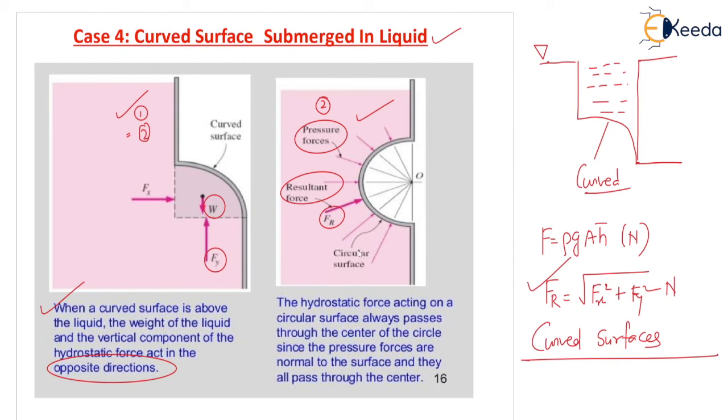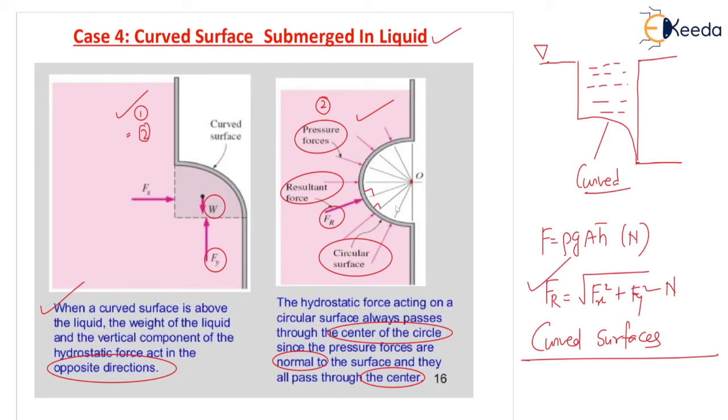For circular curved surfaces, when O is the center, the hydrostatic force acting on the circular surface always passes through the center of the circle. What is the reason that it will pass through the center? Since hydrostatic force is always normal to the surface, the pressure forces are normal to the surface and they all pass through the center, like radial lines; then only it will be normal. What is normal? What is the angle? 90 degree. Look at the angle, 90 degree. So these all forces are normal to the surface, and that's why they all pass through the center.